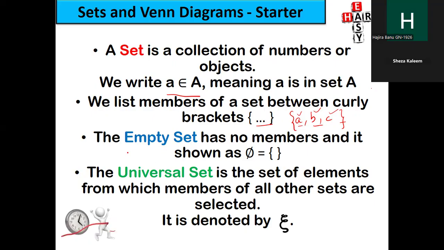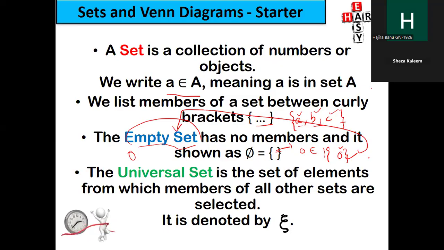Now, like in numbers we have 0, meaning nothing, in sets also we have something called the empty set. That empty set doesn't have any numbers in it. Even if 0 is there, that means this set has a member called 0; 0 belongs to this set, so we cannot call it an empty set. We can call it an empty set only when there is no member at all in the set. It is represented with the Greek letter phi.